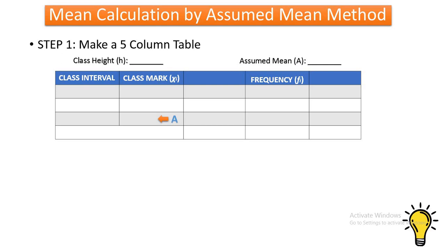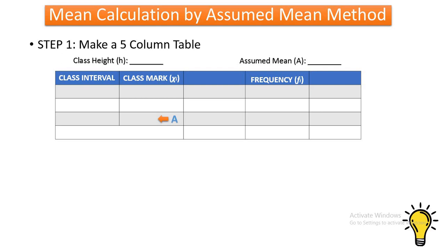Now once you assume the mean, do you get the final answer? No, because you have just assumed a mean. It could be correct, it could be incorrect, or it could have some deviation from the correct answer. It could be nearby the correct answer. So how do I reach the correct answer? For that, you have to find out how much difference there is between the exact answer and your assumed mean.